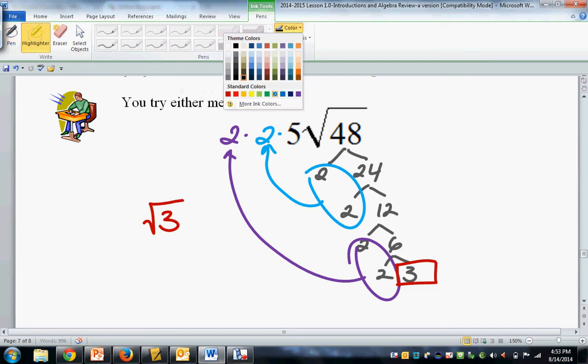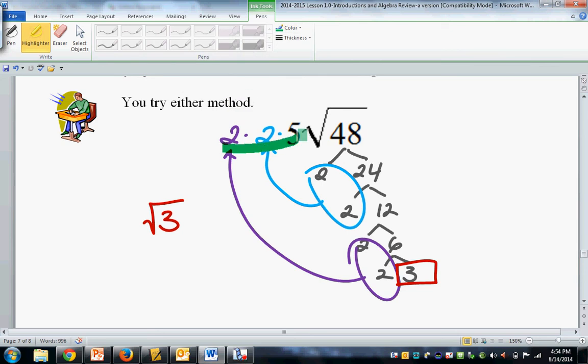Now on the outside here, you want to take these and multiply them. So we do 2 times 2, which is 4, times 5 is 20.